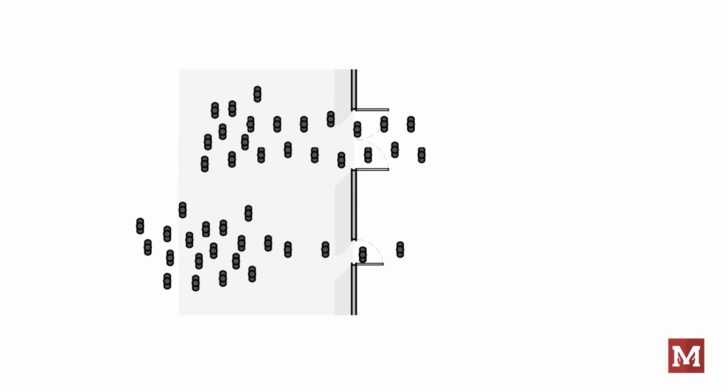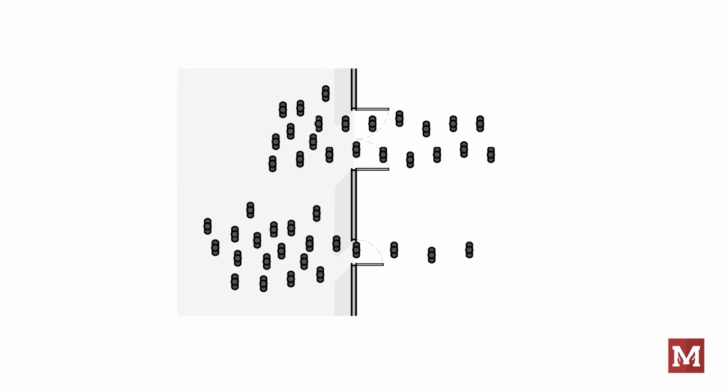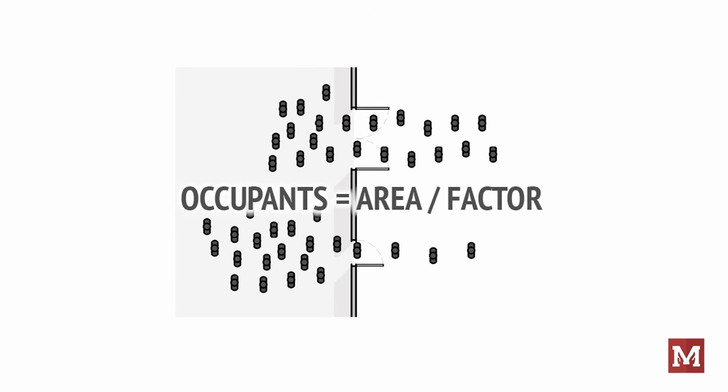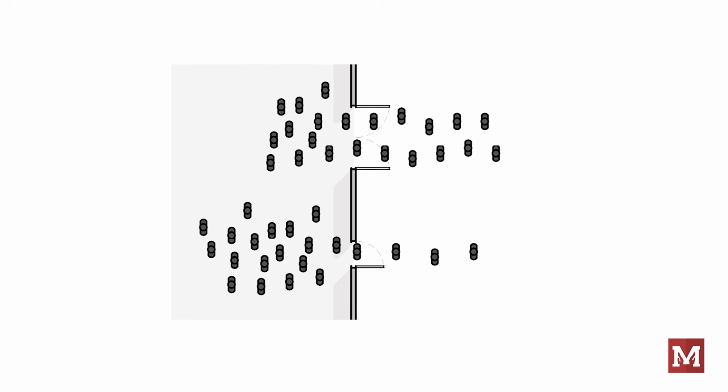Using a concept called exit capacity factor. Bigger exits mean more people can go through. If you recall the concept of occupant load factor from previous videos, the way we knew how many people were in a room or space was dividing the room's area by its occupant load factor. Similarly, by taking the width of the exit and dividing it by the exit capacity factor, we can determine the number of occupants the exit is capable of handling. This is true for all exits.